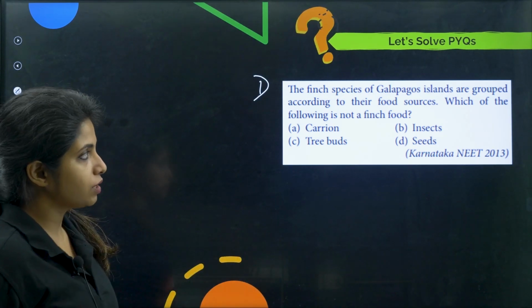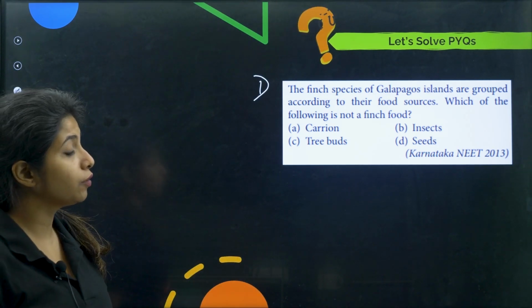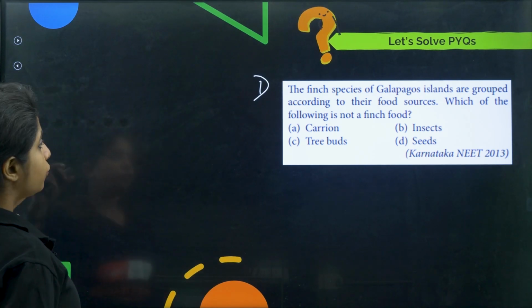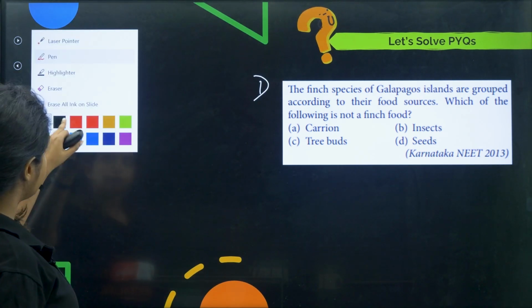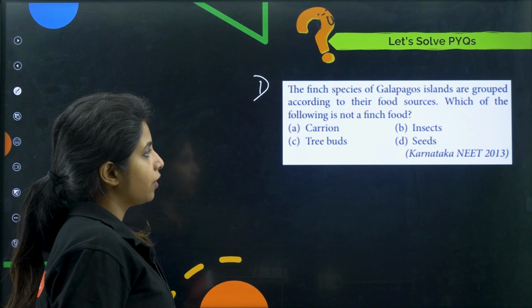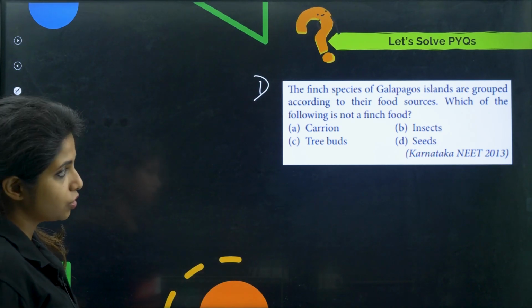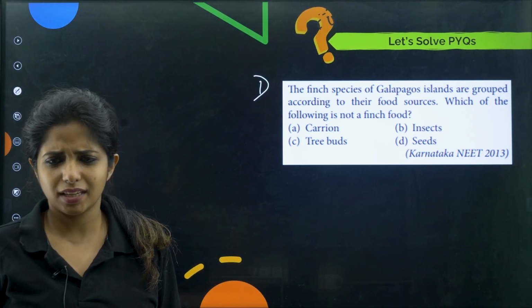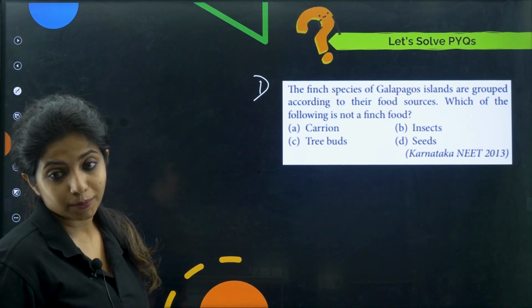So the finch species of Galapagos Islands are grouped according to their food sources. Which of the following is not a finch food? What is the food that the finch does not eat? You have carrion, you have insects, you have tree buds, you have seeds. Carrion means dead bodies and things like that. Okay, so you can tell me the answer.